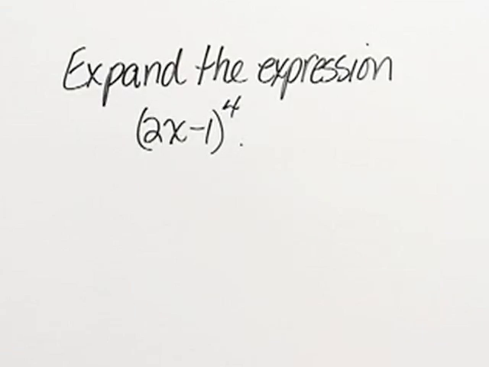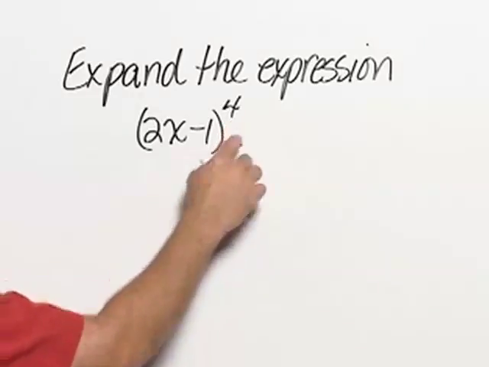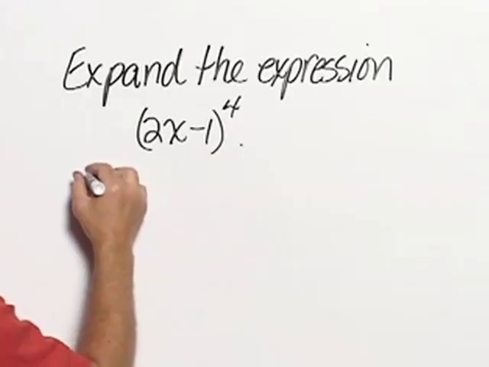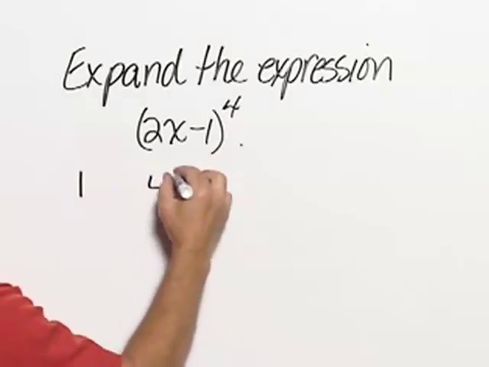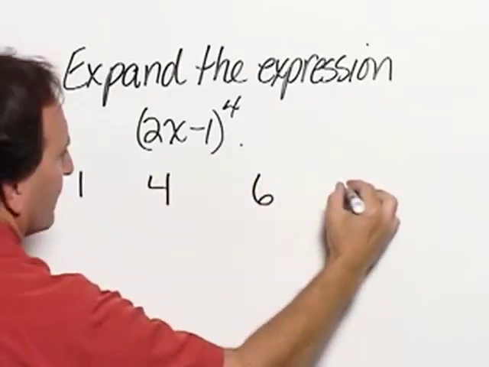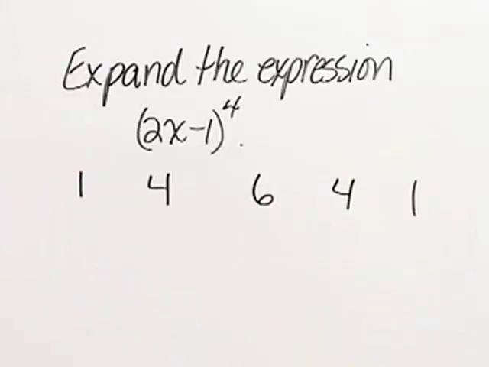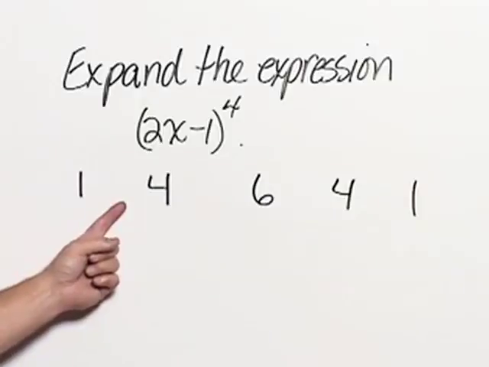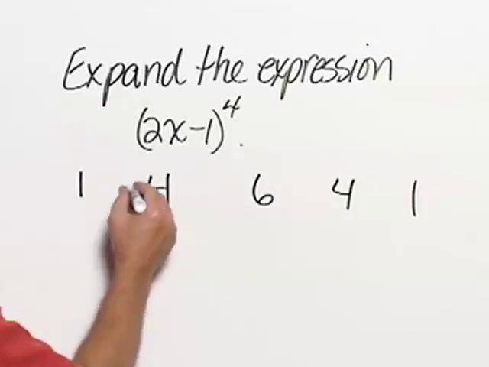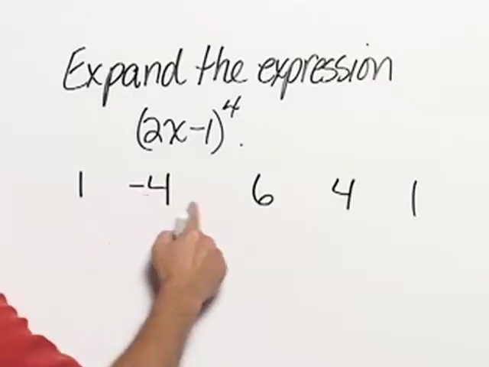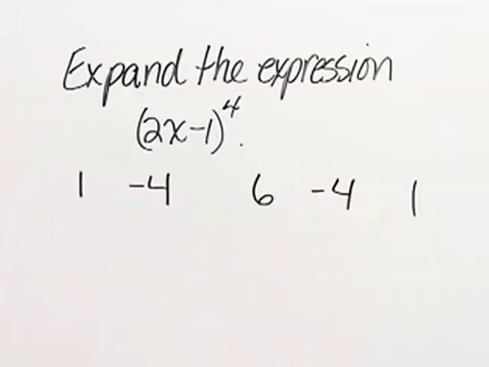Expand the expression, the quantity 2x minus 1, all raised to the fourth. So what we can do is refer back to Pascal's triangle and remember that we look at the fifth row of Pascal's triangle where the coefficients are 1, 4, 6, 4, and 1. And then remember that we alternate the signs. So this sign would be positive, negative, positive, negative, positive.